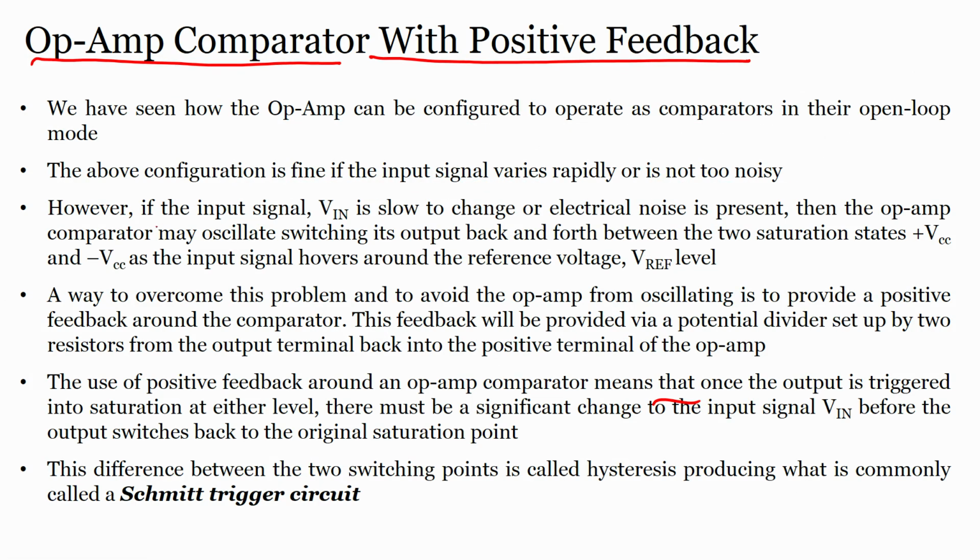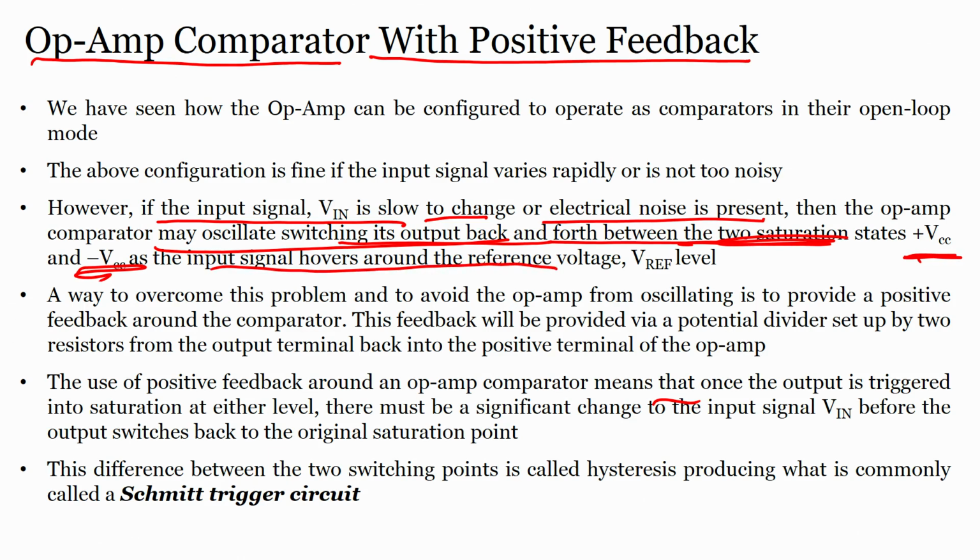If the input signal V in is slow to change or electrical noise is present, then the op amp comparator may oscillate, switching its output back and forth between the 2 saturation states, plus VCC and minus VCC, as the input signal hovers over the reference voltage level. That means if the input is slow or noise is present, then the op amp will start oscillating and the output will be between positive and negative saturation.